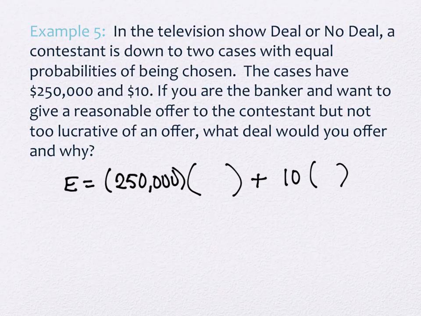What is it? It's 1/2, right? There's one case that has $250,000 and one that doesn't. This is 1/2. These aren't odds, these are probabilities. What's the likelihood that their case has $10 in it? It's the other 1/2, right? So go ahead, let's figure out what this is. What happens when you multiply these and add them together? This will be our last question.